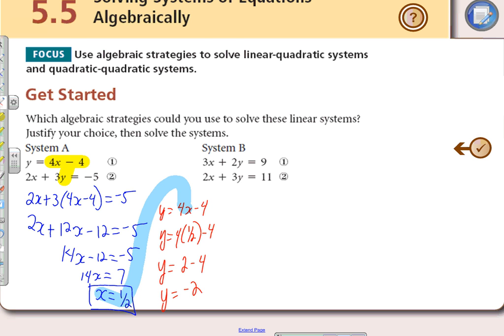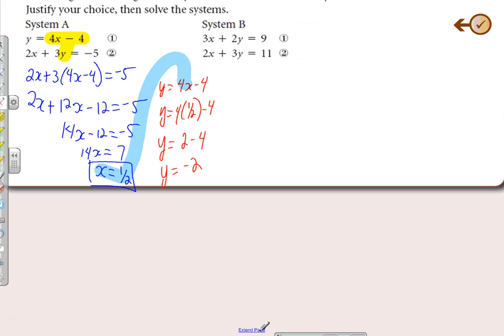The last thing that we always want to do is put your answer as a coordinate pair, because it is the intersection between those two lines. So we'll put it as an intersection point. Let's go to the second system. In this one, I'm going to show you again your elimination method.